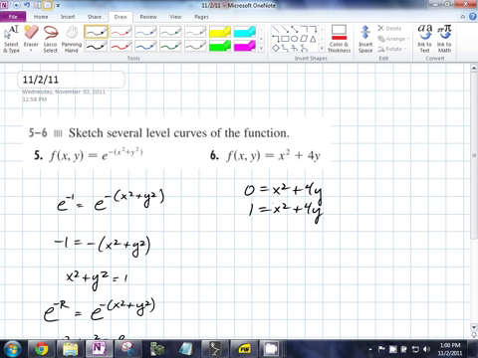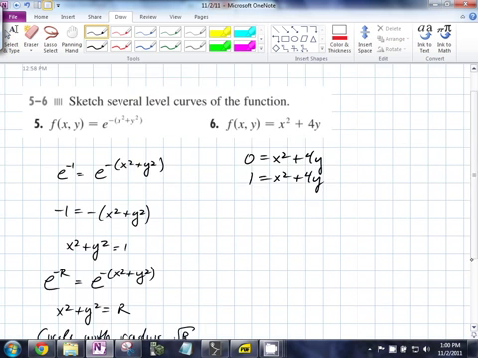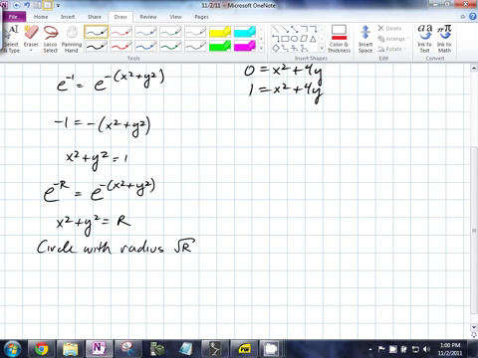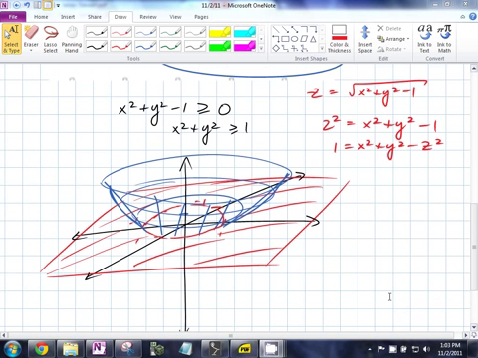Pick values. So the reason I picked e to the negative r is because it simplifies really nicely to that. You can pick anything you want. When we do the level curves, that's an arbitrary choice. So make it as nice as you want it to be.